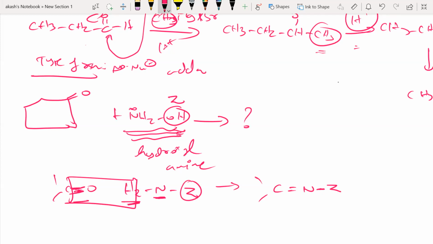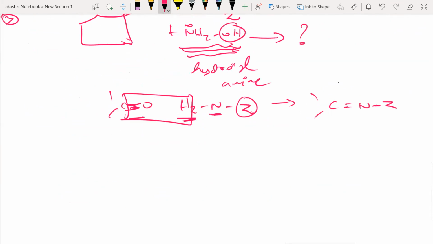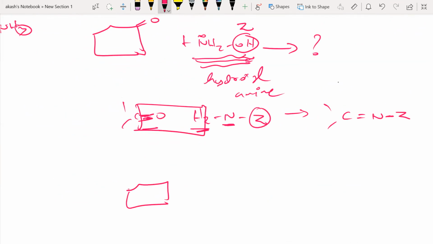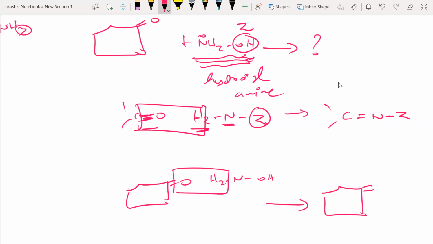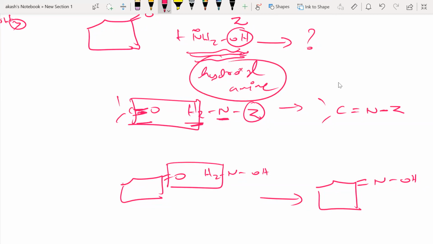Isn't it? Right? So now what you have to do, let me write it properly. We have your C double bond O here, and then we write H2NOH. That's what we have. And what you have to do is remove the water molecule to form this one, having a double bond with nitrogen, and that is having OH. Okay, fine. This is hydroxylamine. What is the product name? Whenever I have the C double bond NOH, those kinds of compounds are called what?